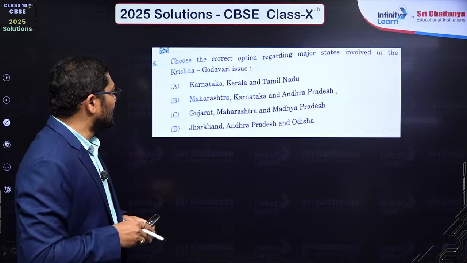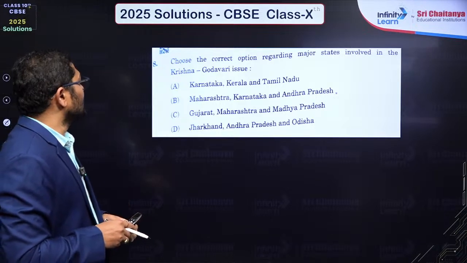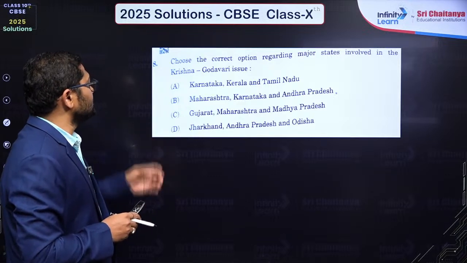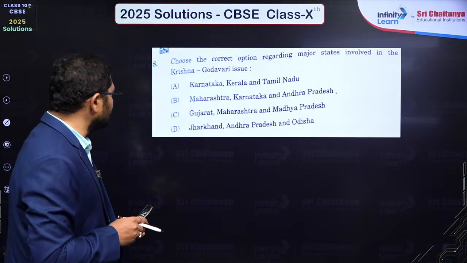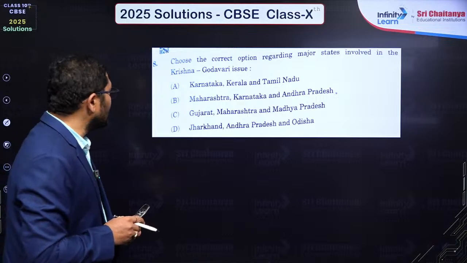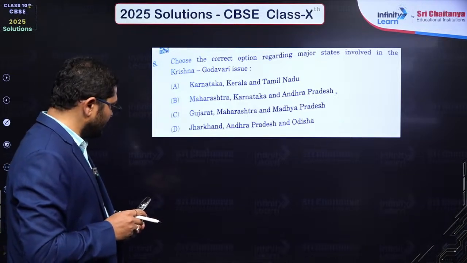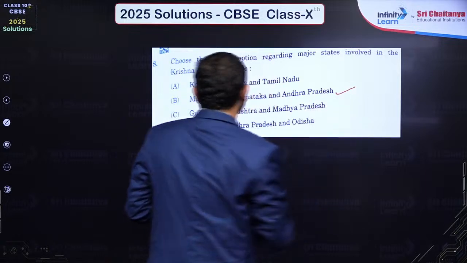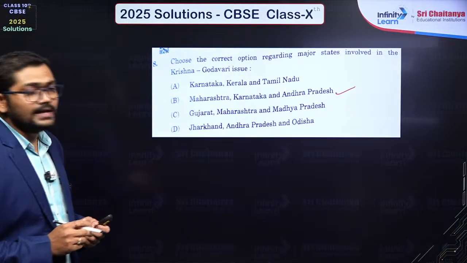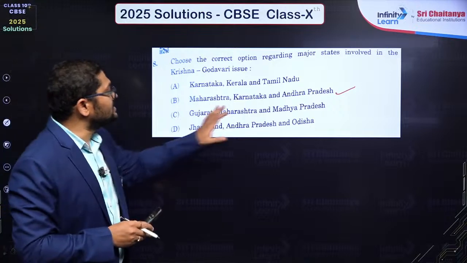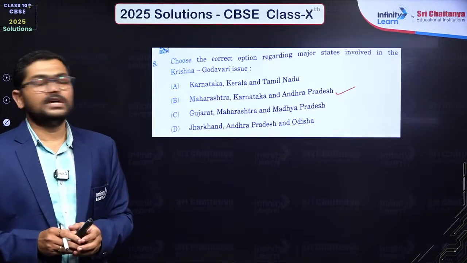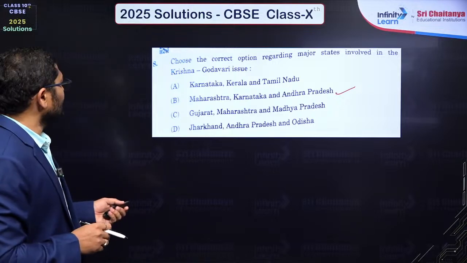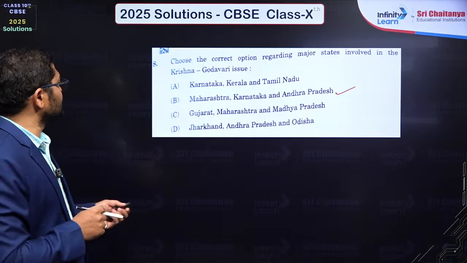Option A, Karnataka, Kerala and Tamil Nadu. Option B, Maharashtra, Karnataka and Andhra Pradesh. Option C, Gujarat, Maharashtra and Madhya Pradesh. Option D, Jharkhand, Andhra Pradesh and Odisha. For this, the correct answer is option B, Maharashtra, Karnataka and Andhra Pradesh. These three are the states involved in the Krishna Godavari issue. Okay, option B. This was again from water resources.